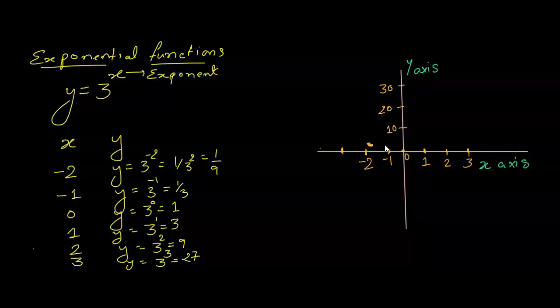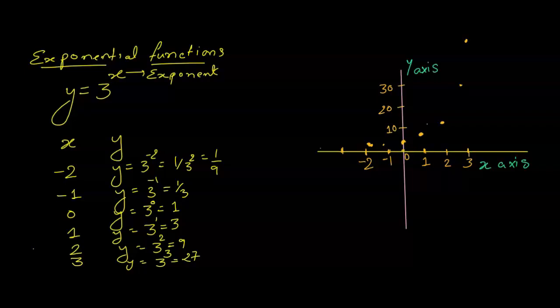Minus 1, that was over here. When I took x as 0, my answer was 1. When I took x as 1, my answer was 3. It rose a little bit, right? When I took x as 2, my answer was 9. When I took the value of x as 3, my answer directly rose to 27, and so on. Right, children?